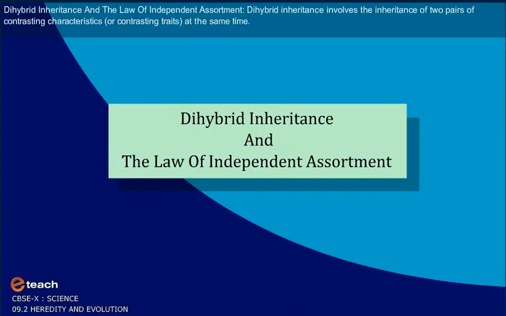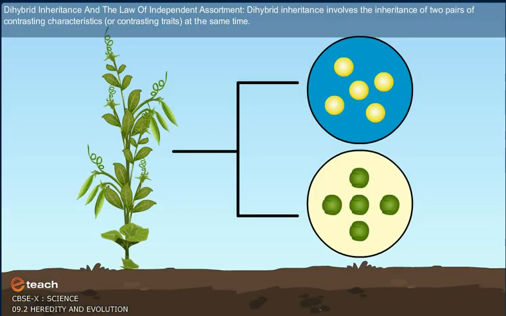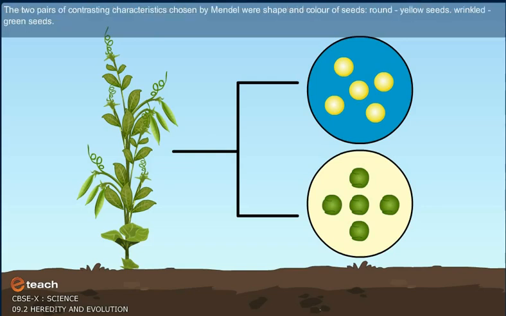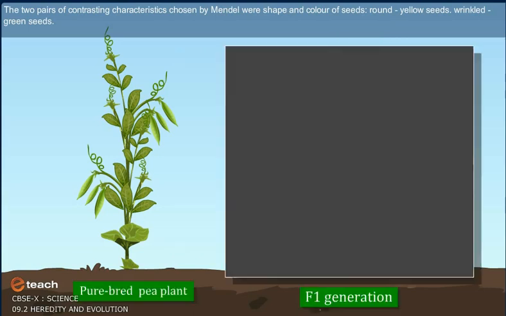Dihybrid inheritance and the law of independent assortment. Dihybrid inheritance involves the inheritance of two pairs of contrasting characteristics or contrasting traits at the same time. The two pairs of contrasting characteristics chosen by Mendel were shape and color of the seeds: round yellow seeds, wrinkled green seeds. Mendel made the following observations.